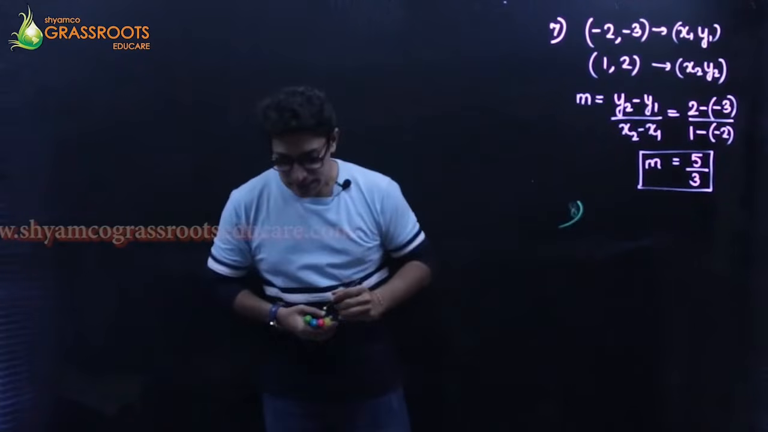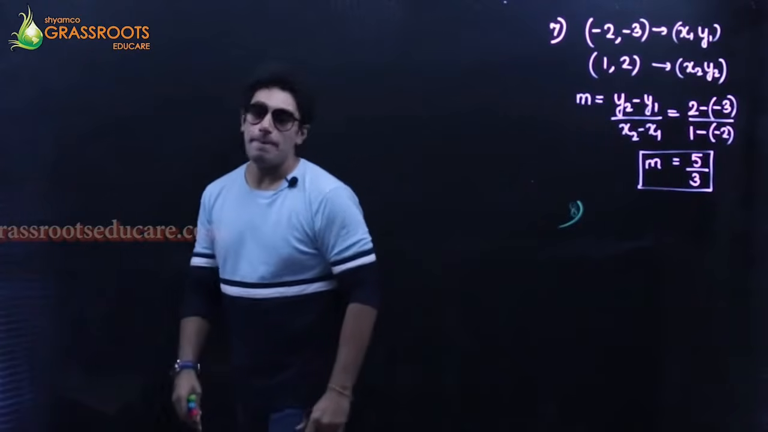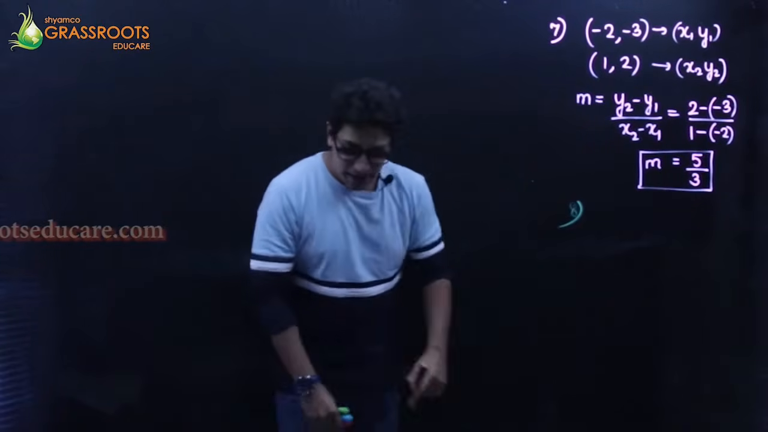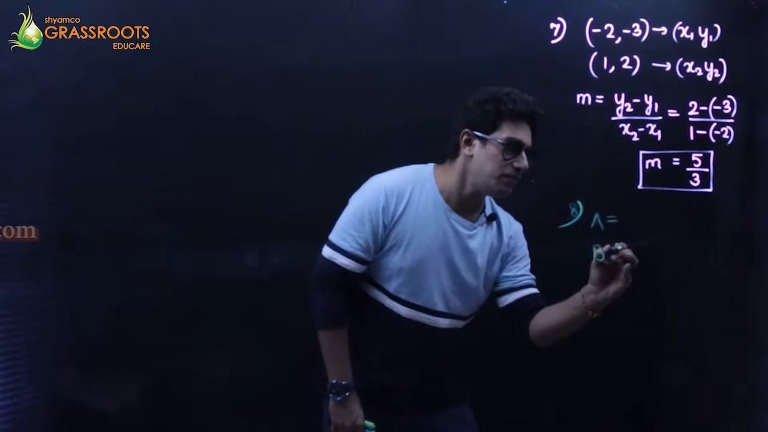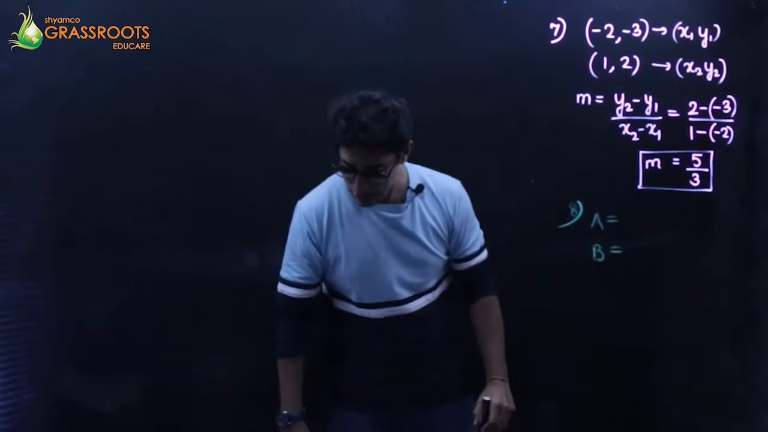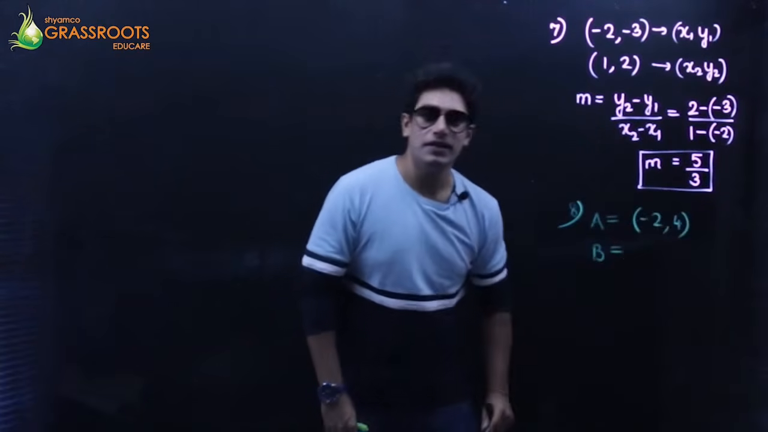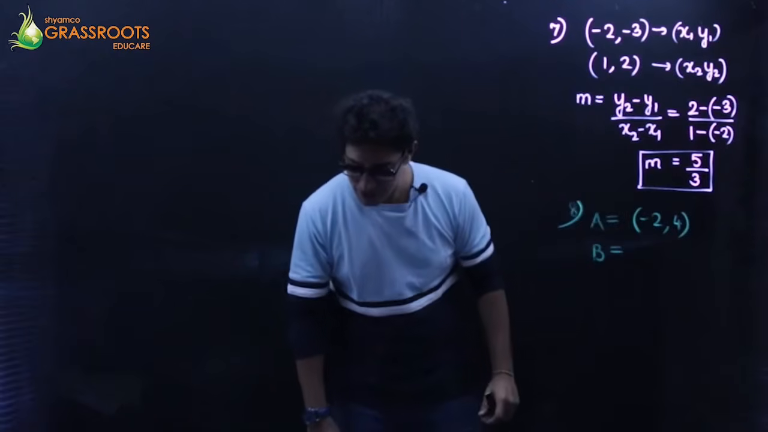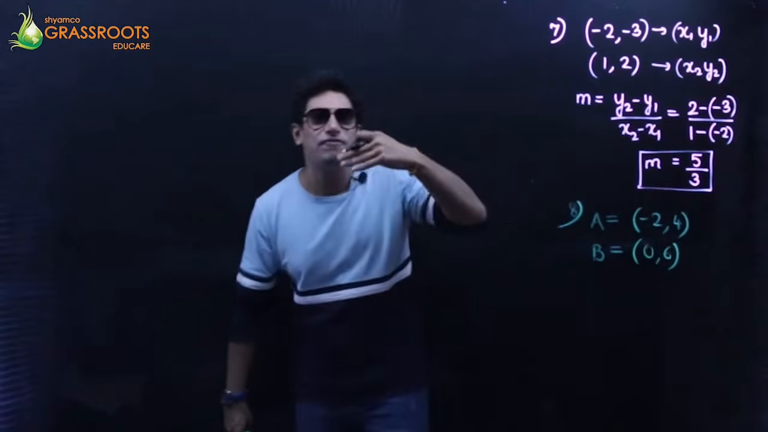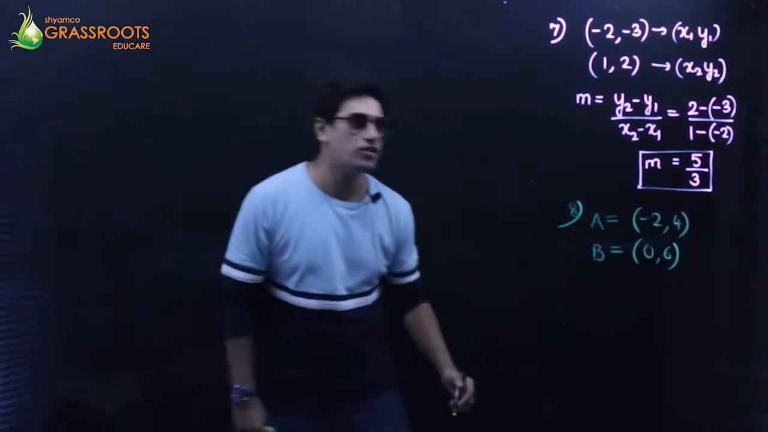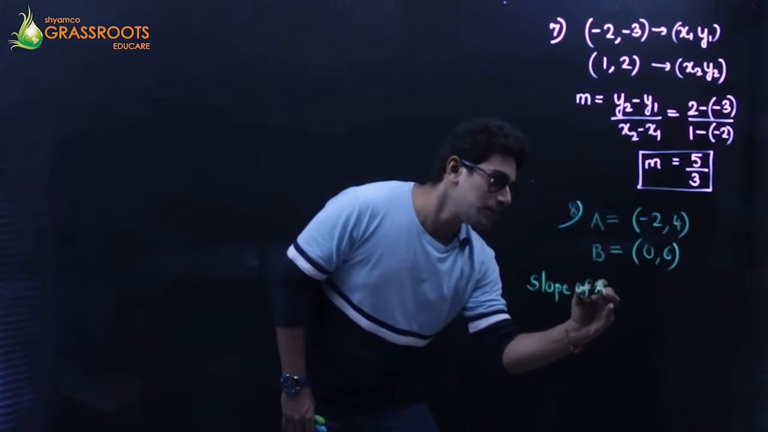8th sum. Find the slope of the line parallel to AB. Now, A and B are 2 points given. A is -2, 4, and B is 0, 6. First, I'll find the slope of the line AB. Slope of AB, same formula.